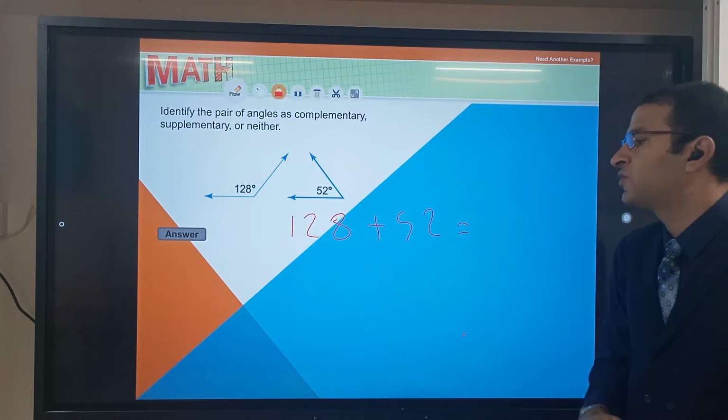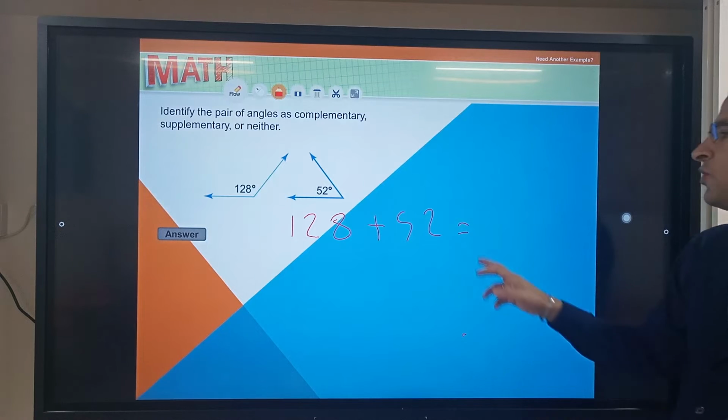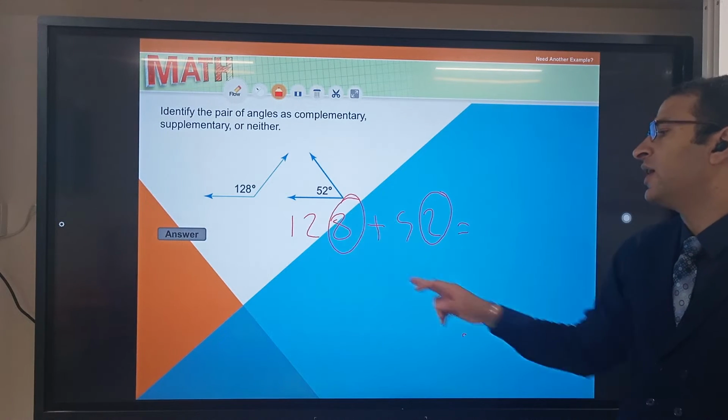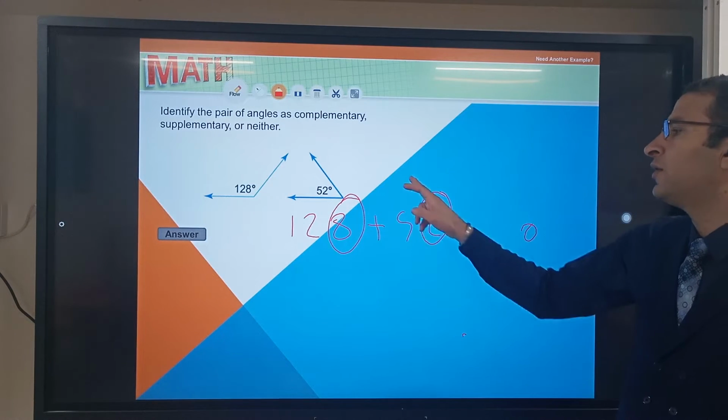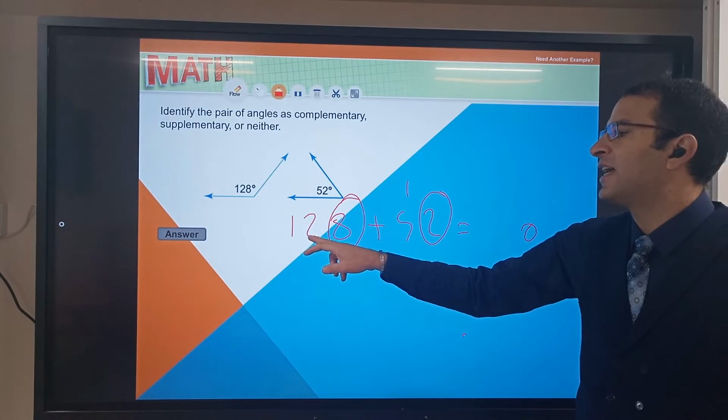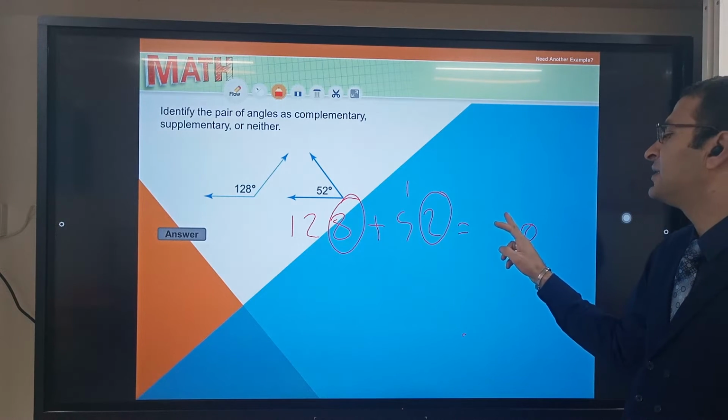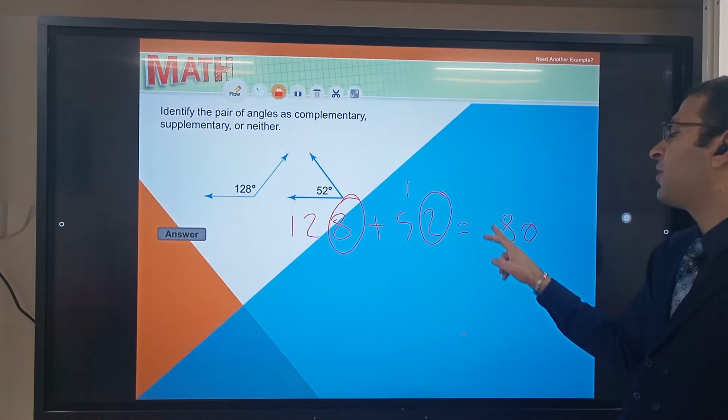128 plus 52, I add them together. So add the unit with the unit. 2 plus 8 equals 10, write 0 and carry over 1. 1 plus 5 plus 2 equals 8. And 1 comes down.